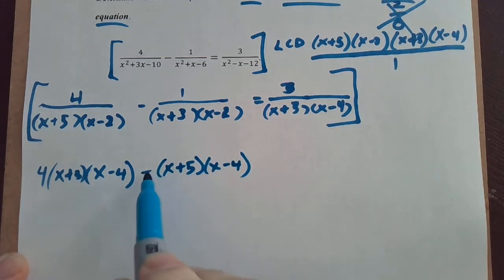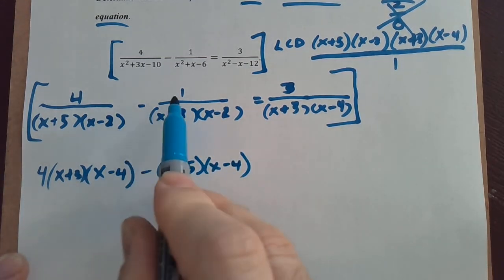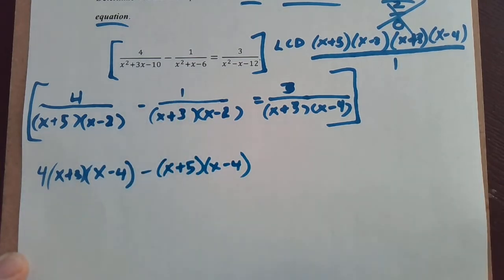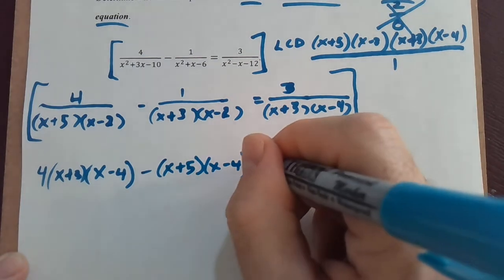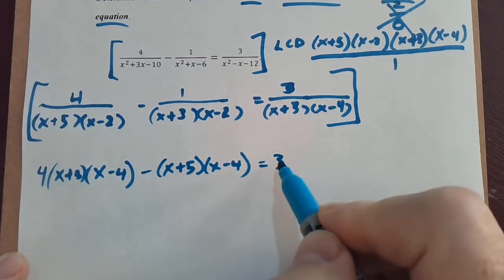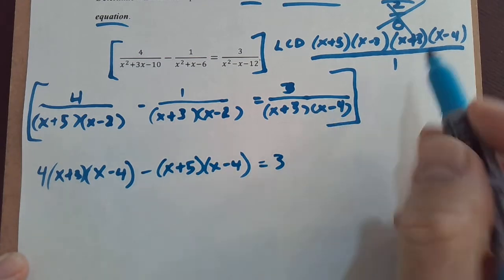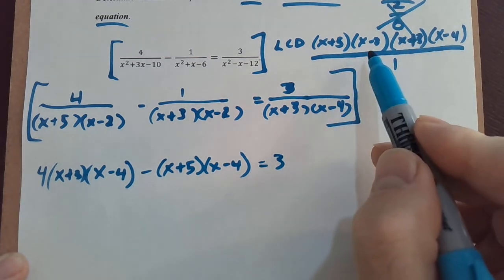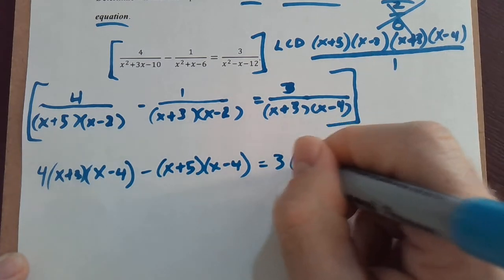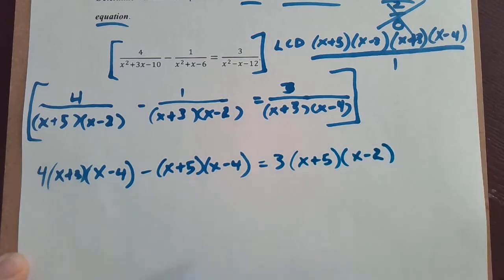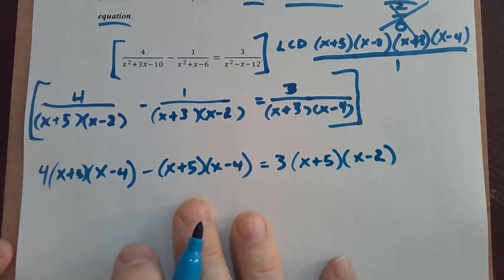All right, and again, this coefficient is really a negative 1, minus, and then 1 is the coefficient, so I left that off. Equals 3 times something. The 3 comes from there. X plus 3 and x minus 4 cancel right with these two, and we get x plus 5 times x minus 2. Just like that.